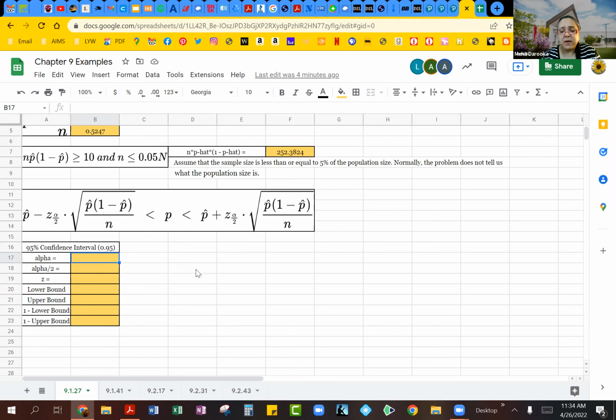So of course, if you do 1 minus 0.95, you know that's going to give you 0.05. So that's your alpha value. The next one is we have to do alpha divided by 2.